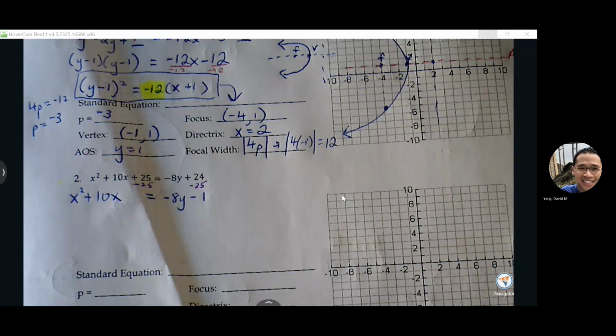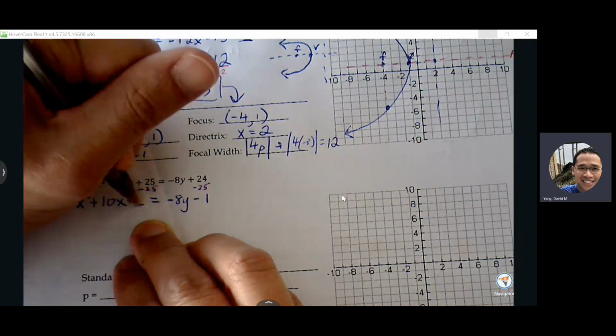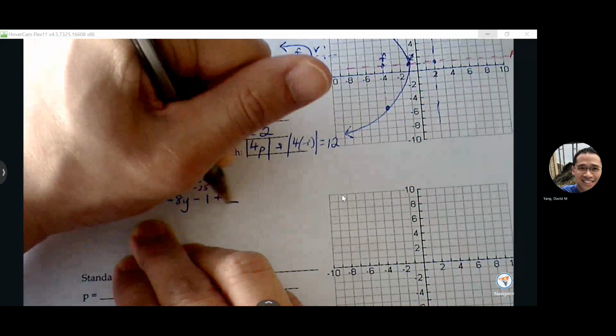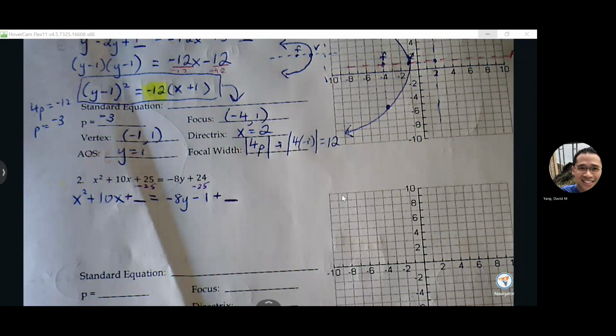Now, we want to create that space in order for us to factor that X. So I'm going to go ahead and add space to both sides. Okay, so we're going to figure out what goes in that space. What's our formula again? B over 2 split, yeah.